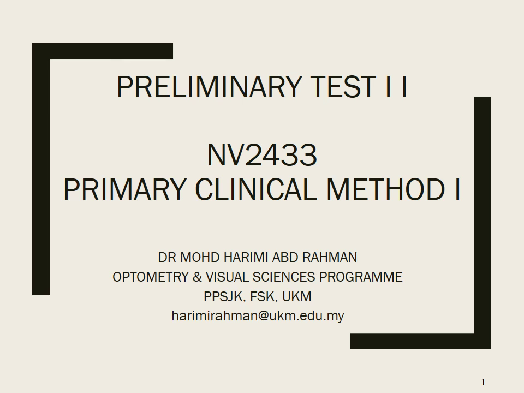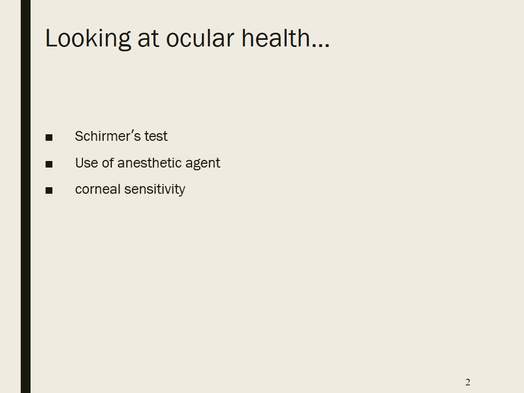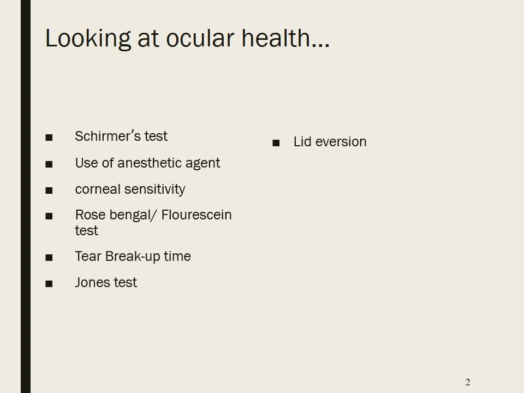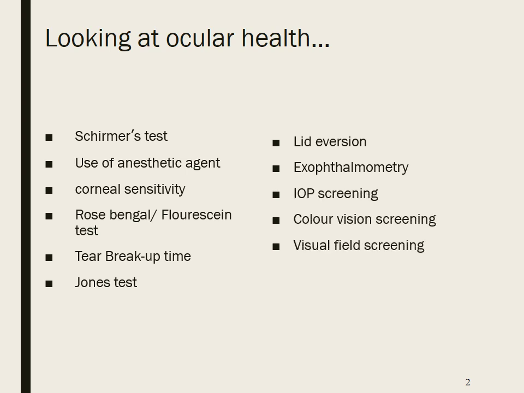Preliminary Test 2 for NV2433 Primary Clinical Methods 1. For the preliminary test 2, we will be looking at ocular health, such as the Schirmer test, use of the anesthetic agent, corneal sensitivity, Bengal and Fluorescein test, tear breakup time, Jones test, lid eversion, Exophthalmometry, IOP screening or intraocular pressure screening, color vision screening, and also visual field screening.